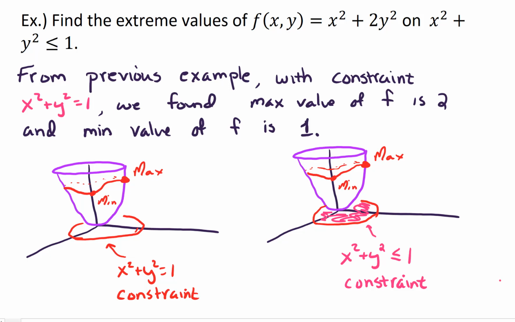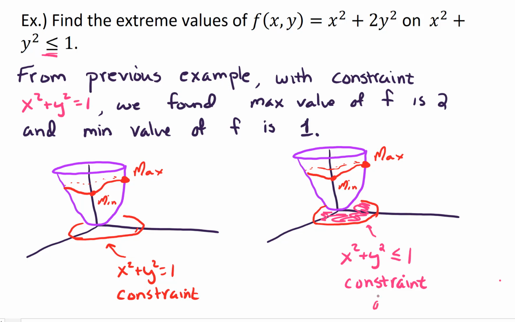Hello, in this video we're going to find the extreme values of f of x, y equals x squared plus 2y squared on x squared plus y squared less than or equal to 1. So in this problem, it's similar to what we did in the last example, but what's different here is that our constraint has an inequality in it, and that means we are on a disk.